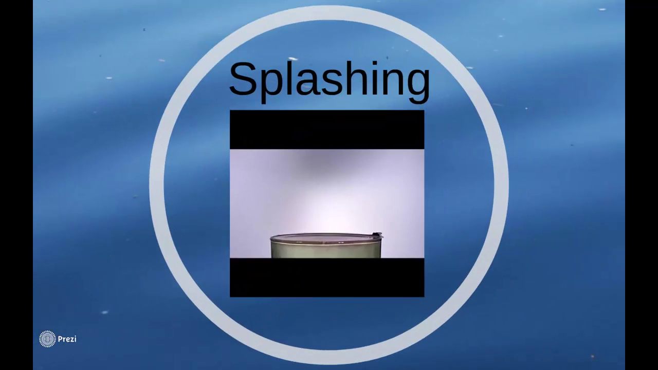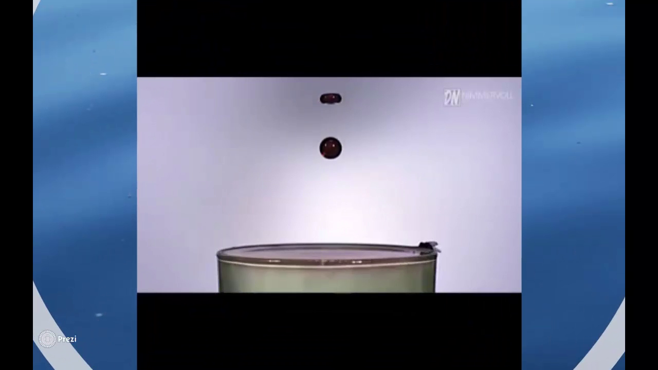For splashing, the liquid surface is greatly disturbed. It is determined by a critical Weber number, and a characteristic liquid column above the surface indicates splashing has occurred.